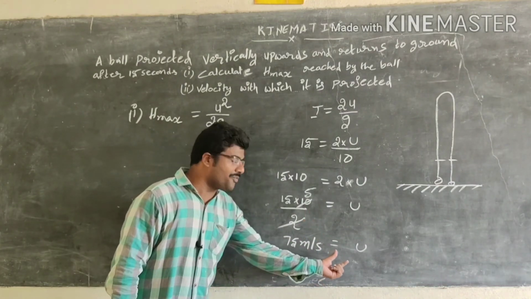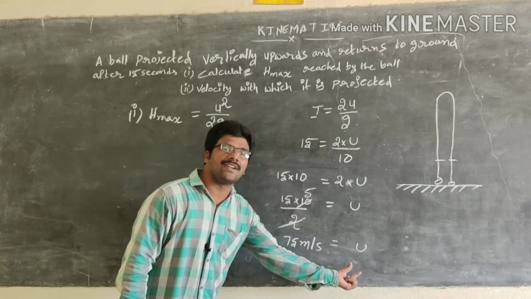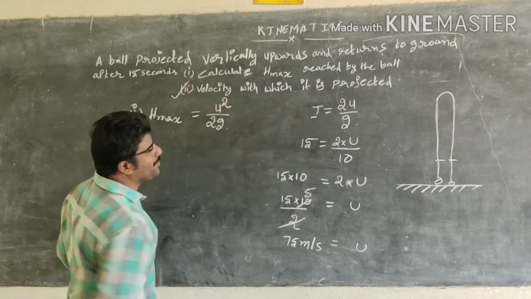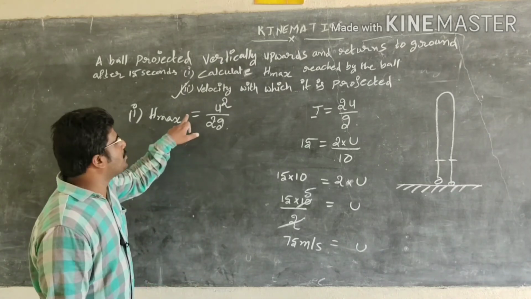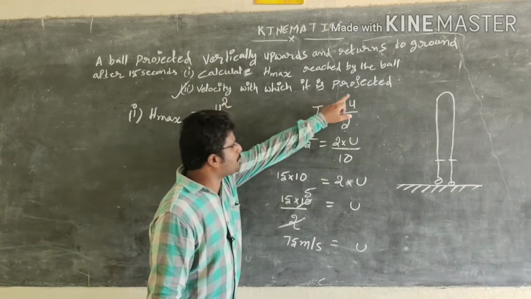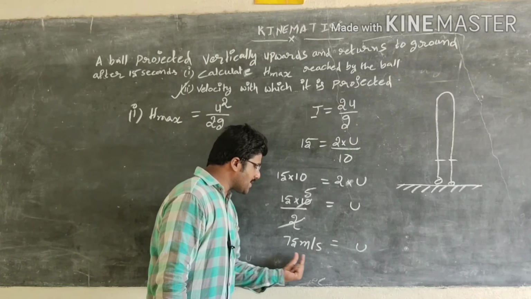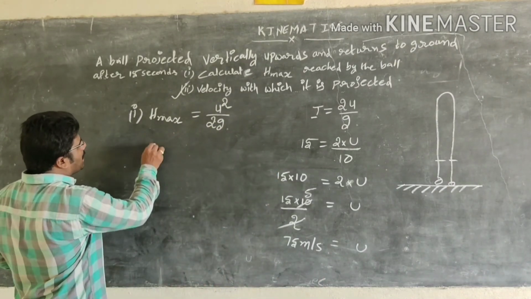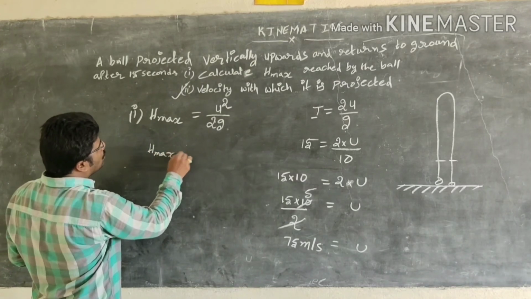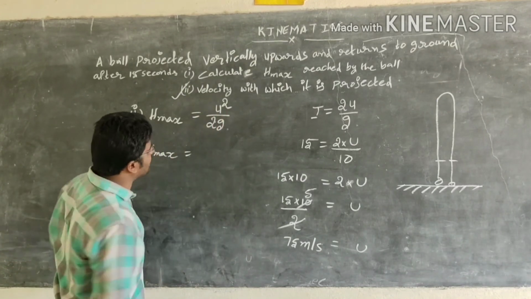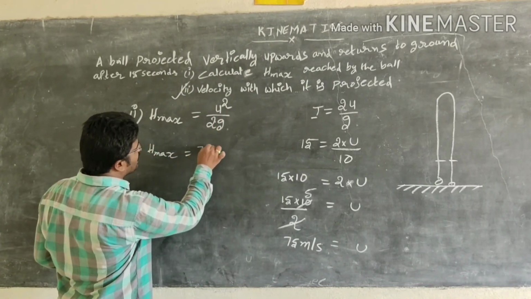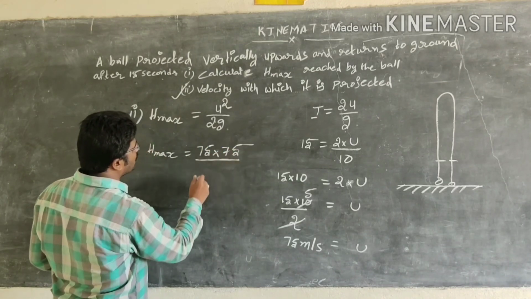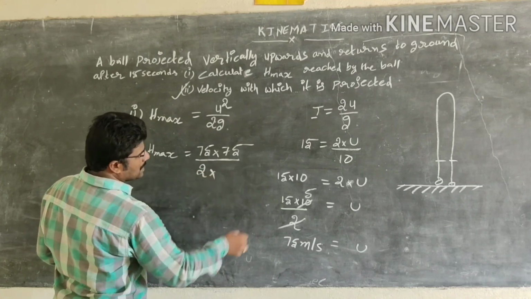So it is projected with a velocity of 75 meter per second. So we know the value of the initial velocity, that is 75 meter per second. So indirectly we have solved the second problem: the velocity with which it was projected, u equals 75 meter per second. Now we want to calculate the maximum height, H max equals u square by 2g. We already know the initial velocity, 75, so 75 into 75 by 2 into g.